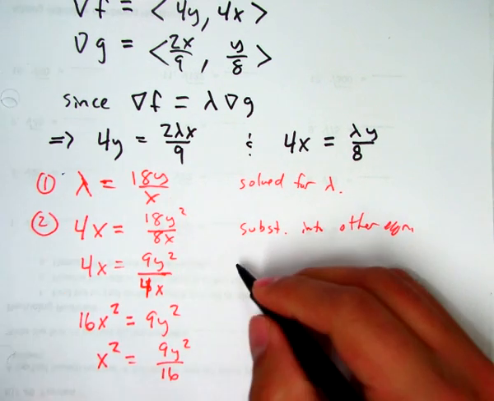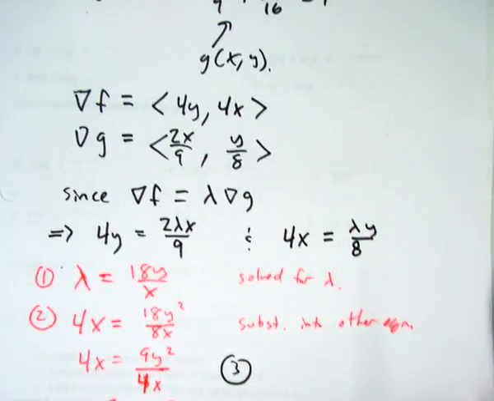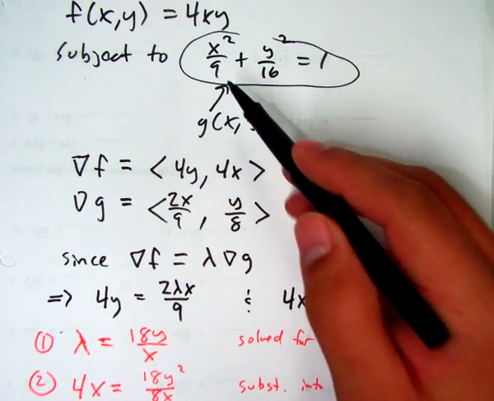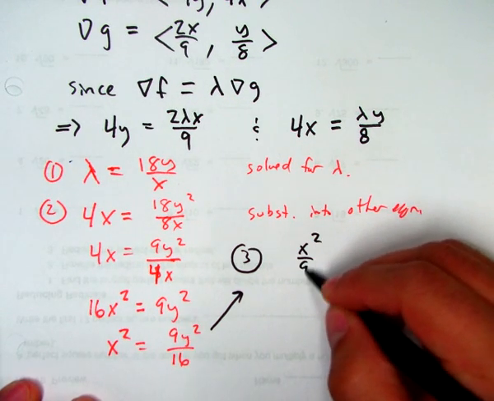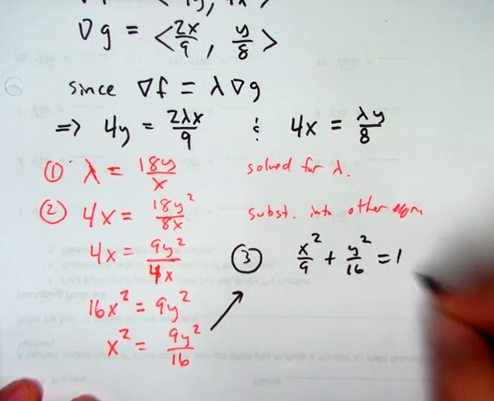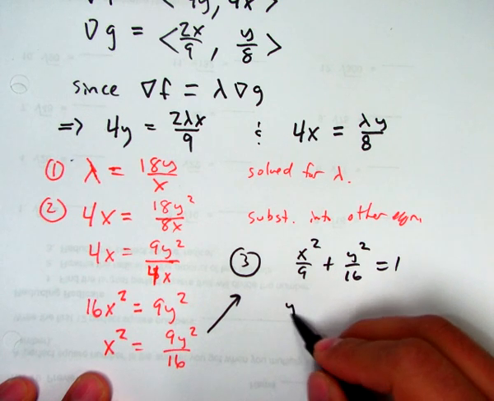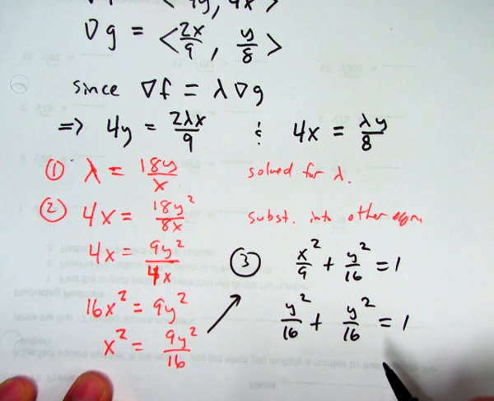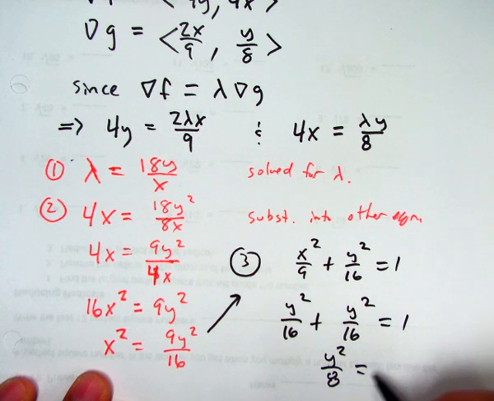So now the idea is that you can now... You're not going to square root that? Well, I could, but look at the constraint. Where's the constraint? Right here. Since x is squared anyway. So using x squared over 9 plus y squared over 16 equals 1, I'll just go ahead and replace x squared now. So that becomes y squared over 16 plus y squared over 16 equals 1. So y squared over 8 has to equal 1.